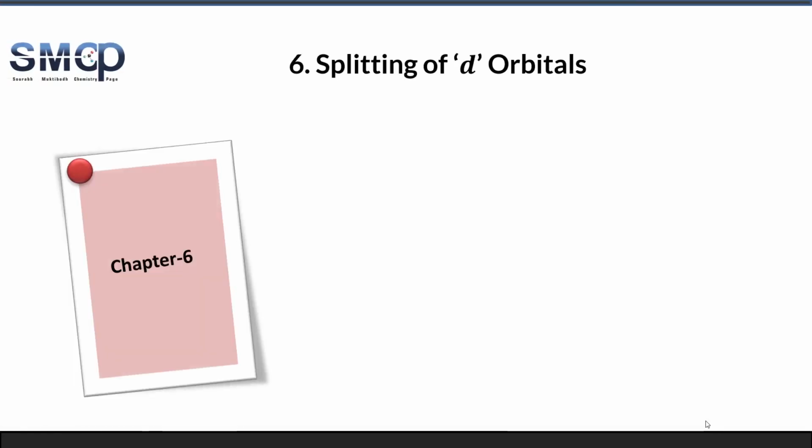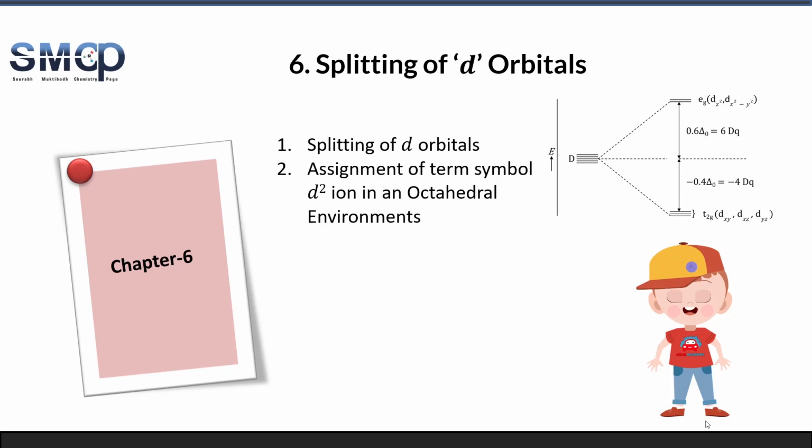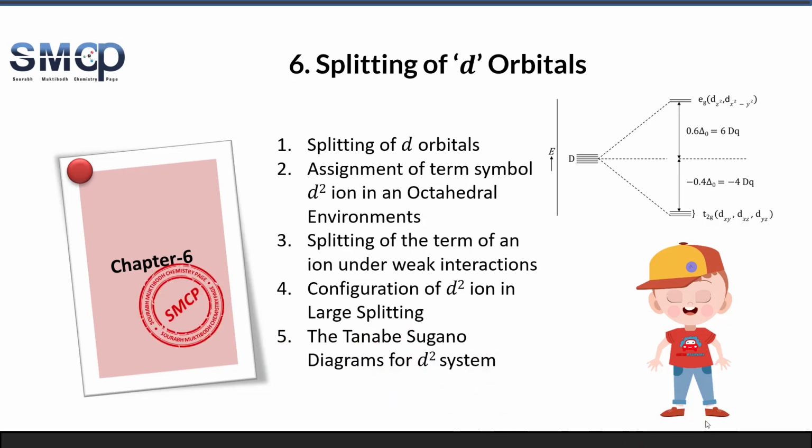When you talk about chapter 6, we are talking about the splitting of d orbitals. Now that's really very interesting and important. It covers splitting of d orbitals under various environments, assignment of term symbols for a d2 ion in an octahedral environment, as in the case study we have taken a d2 ion, because we are going to construct a Tanabe-Sugano diagram later on. Splitting of terms of an ion under weak interactions, configuration of a d2 ion in large splitting, and the Tanabe-Sugano diagram for the d2 system. That is indeed very useful for those who deal with inorganic complexes.